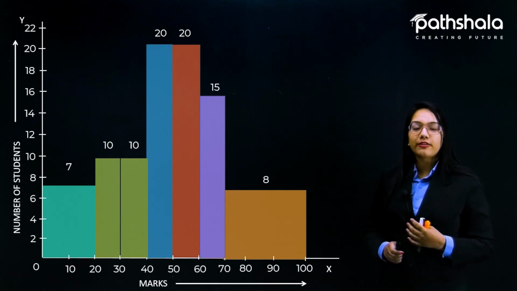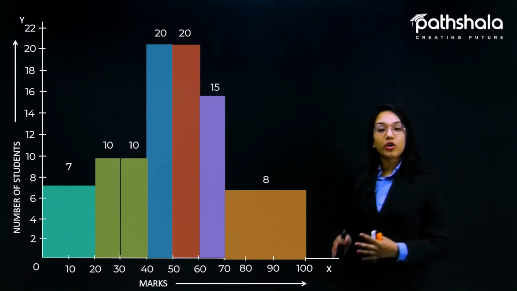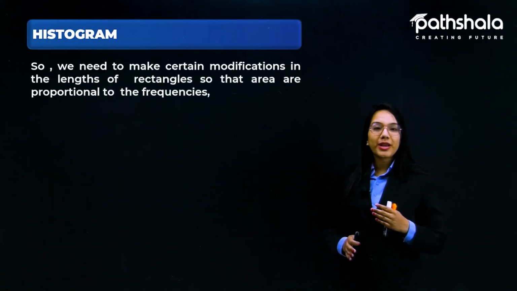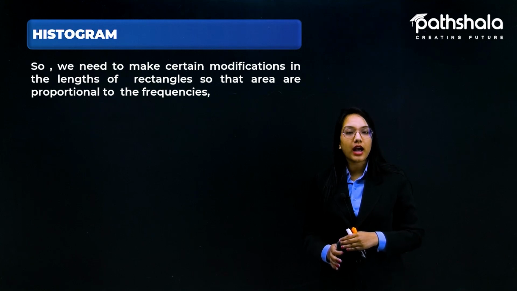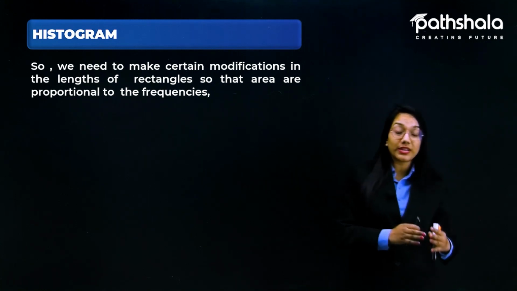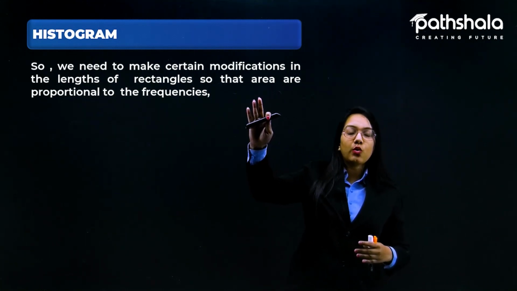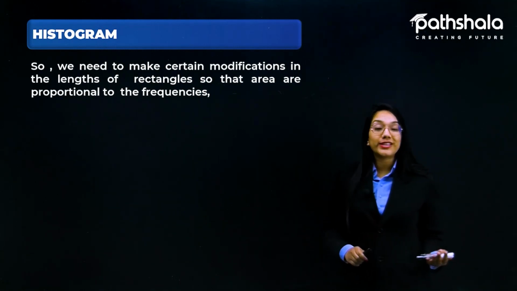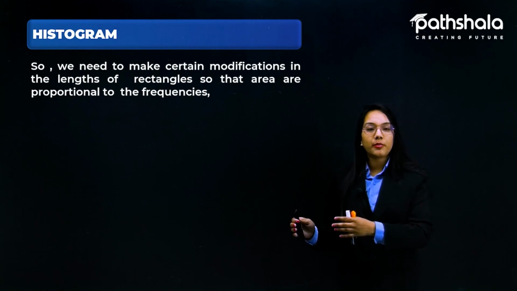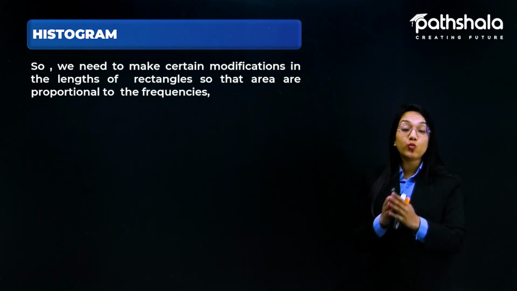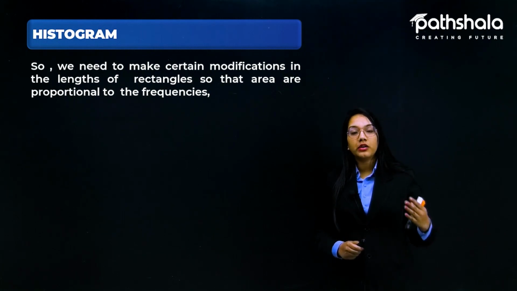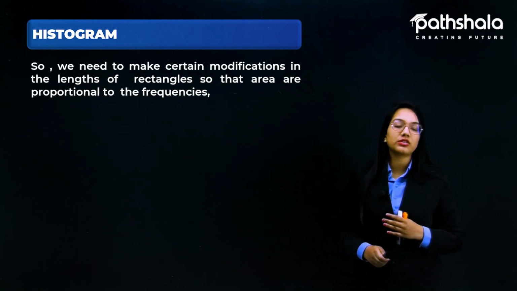So let's see how we can modify this particular histogram. It implies we need to make certain modifications in the lengths of the rectangles so that the areas are proportional to the frequency, because this is a very special note in the histogram. Always remember the area should be proportional to the frequency. In the previous histogram this condition wasn't satisfied at all, so now we are going to satisfy this condition. Let's see how we can do it.